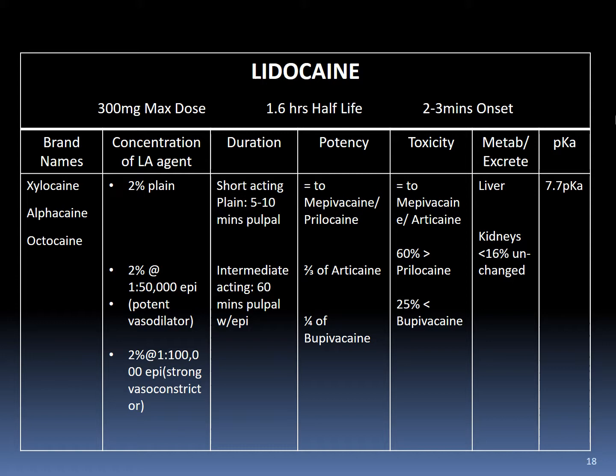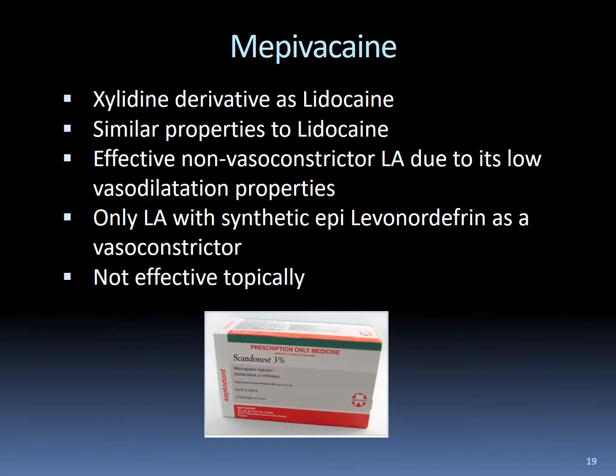The pKa is 7.7, which is pretty close to the 7.4 pH in the human body. So the drug has some sense of discomfort when it's injected, but not as much as other local anesthetic agents. The next drug is mepivacaine.